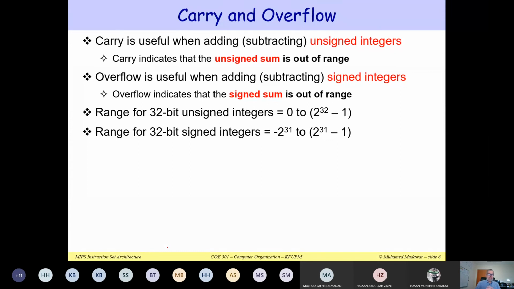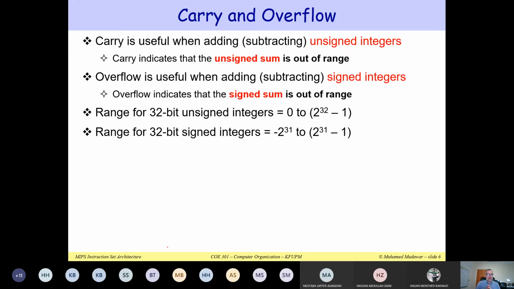So as we have seen, carry is useful when you are dealing with unsigned integers. So we use the carry here. Whether you are adding or even subtracting, we can check the carry, and it indicates that the unsigned sum is out of range.